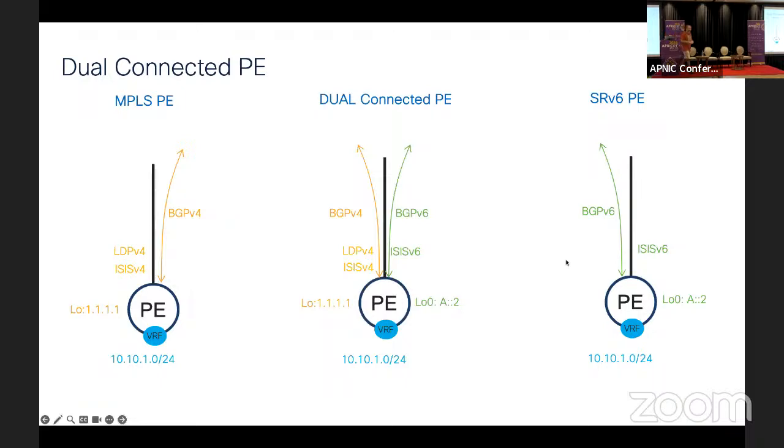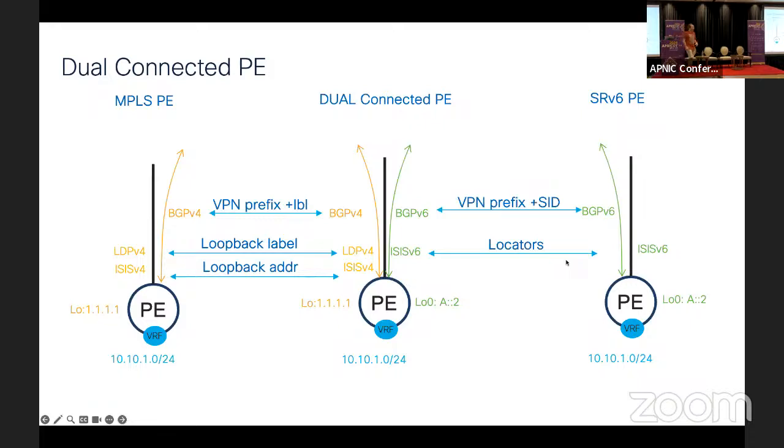And what is a dual connected PE is the guy who is having VPN prefixes and advertising them to both sides, right? To the left, it is advertising everything with a label, and to the right, it's advertising everything with a SID. So on the left-hand side, IGP and LDP, and it really doesn't matter whether it's just IGP or IGP with LDP, segment routing, no segment routing. So you have loopback reachability and the label assigned to the loopback, right? That's what IGP and LDP is doing. And again, if there is OSPF with segment routing, it's exactly the same.